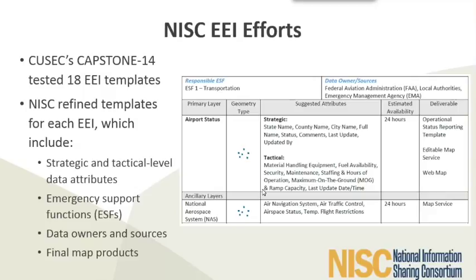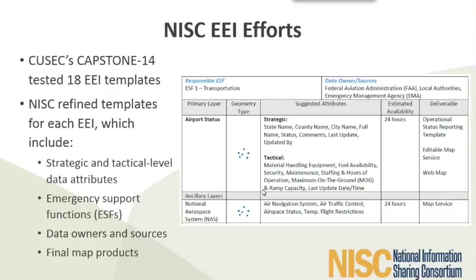So on this slide, for example, we have an EEI template for airport status. The strategic attributes for airport status would involve the state name, the location, and the status of whether it's open or closed. And then the tactical level attributes would include things like fuel availability, security, maintenance, staffing, and hours of operation. Those are specific tactical data attributes that the first responder would need in order to resolve a specific issue with this airport, or perhaps use this airport as a support mechanism for mutual aid, for example.